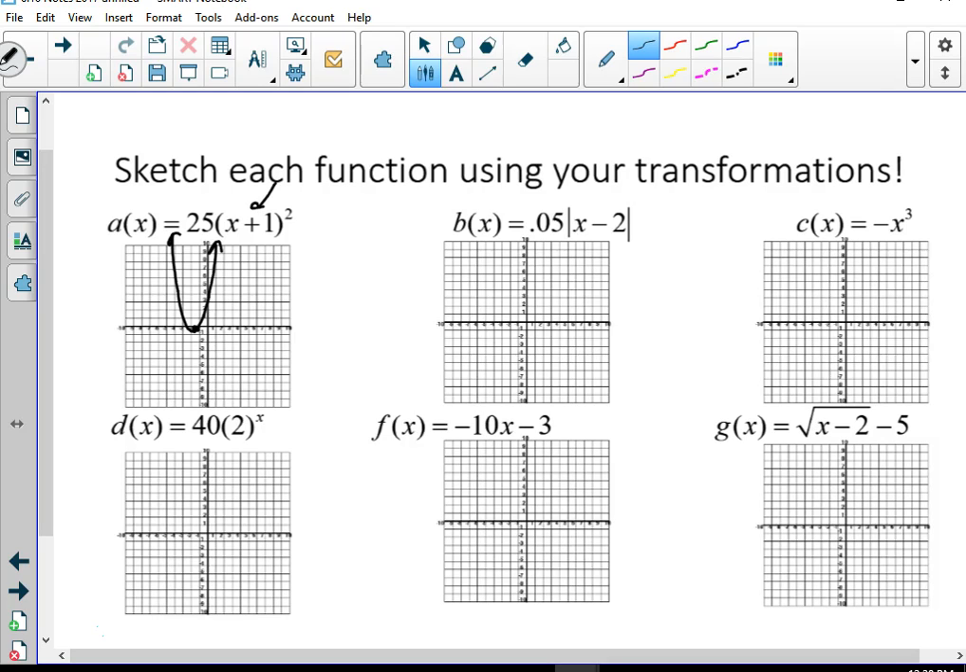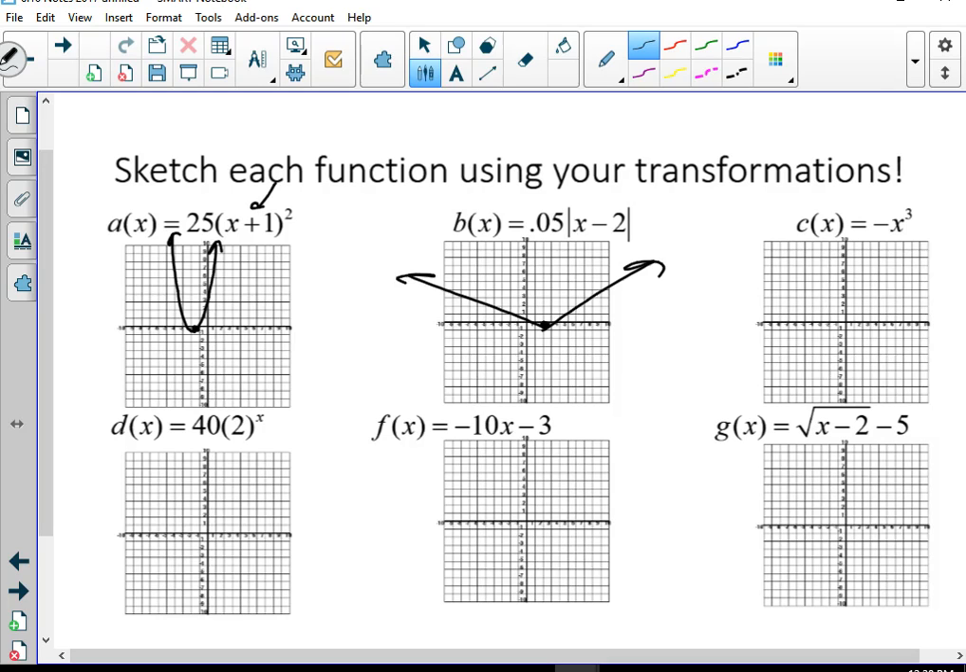Okay, where's the vertex starting here? Left or right? Right. So put a dot at 2. Now, our V, is it going to be wider or narrower? 0.05. Wider. So we're starting here, I'm going to make this just a wide one like that.